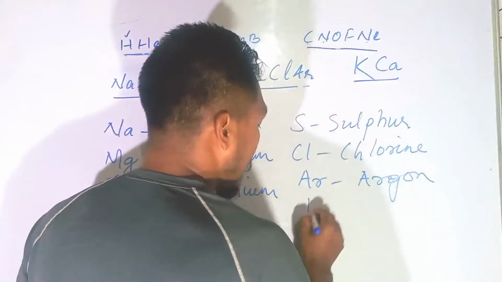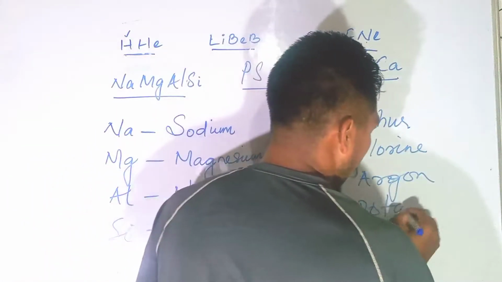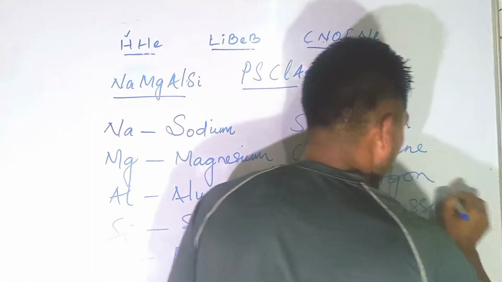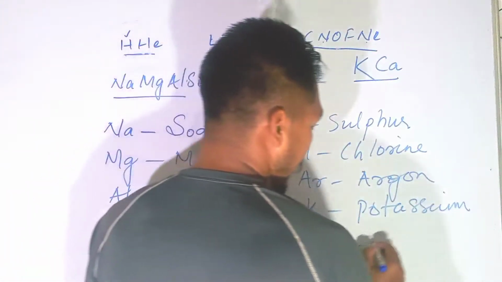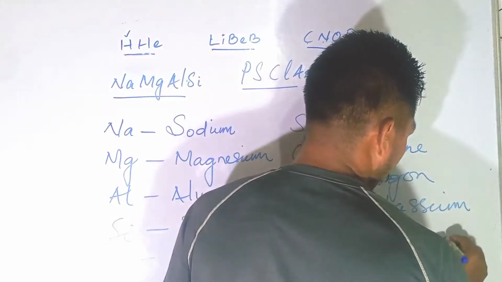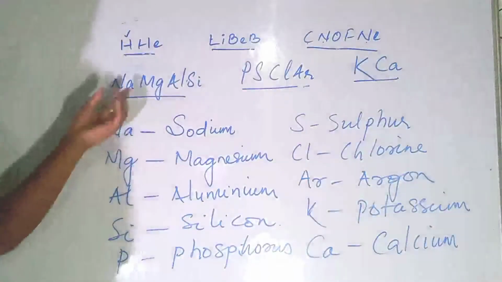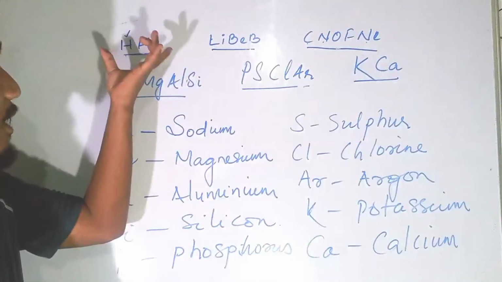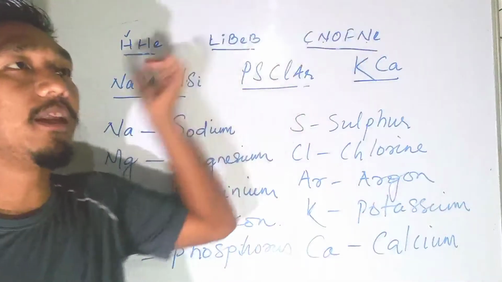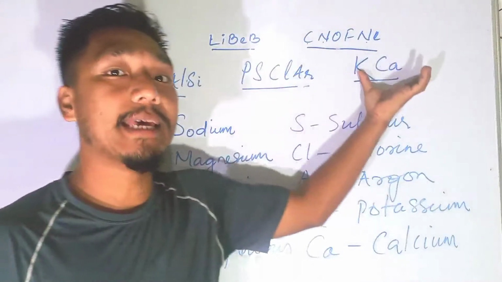And K is what? Potassium. Ca, C and then small letter a, that is calcium. So here is NAMGA, ALSI, P as clear, K K. Let's read together.